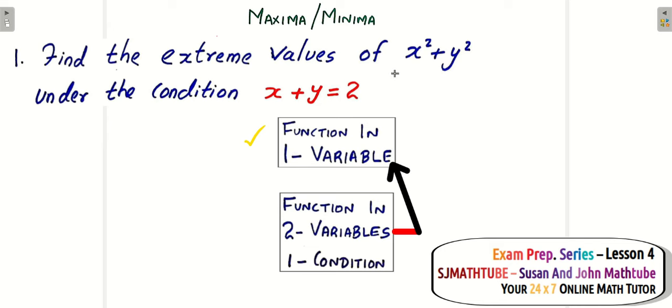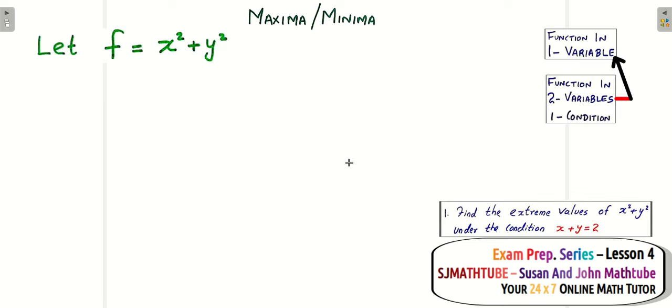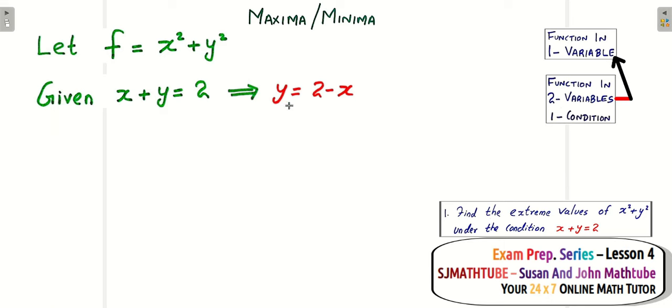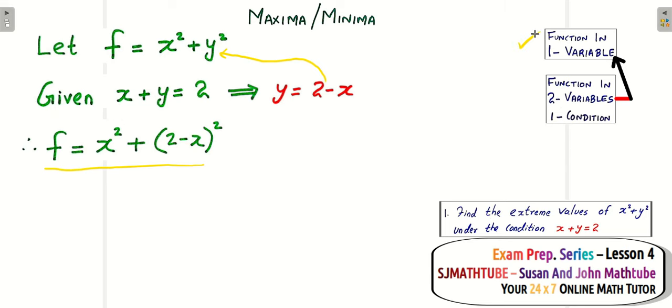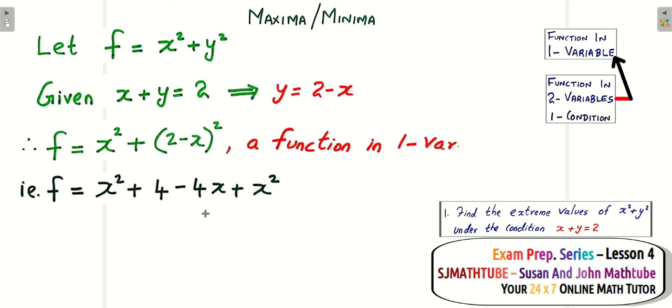I told you the maxima minima which you learned in your class 11th and 12th is about one variable function. But now we have a function in two variables along with a condition, and I guarantee you can convert it into a function in one variable. So let's give it a name, and using the function I can extract the value of y and substitute. Once you do that, it changes into a function in one variable, and only if you want, you can simplify.